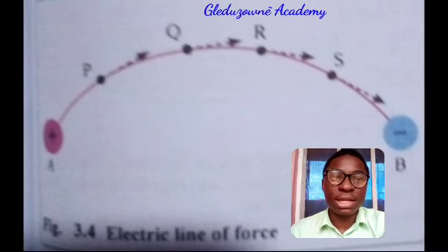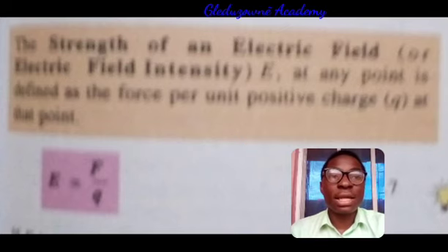Let's have the definition now. The strength of an electric field, or electric field intensity, at any point is defined as the force per unit positive charge at that point. So basically, the strength of an electric field is the force per charge. That means it is the amount of force represented per unit charge in a region of space of an electric field. That was the definition I needed you to understand.